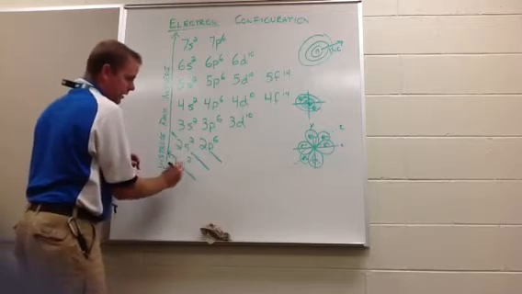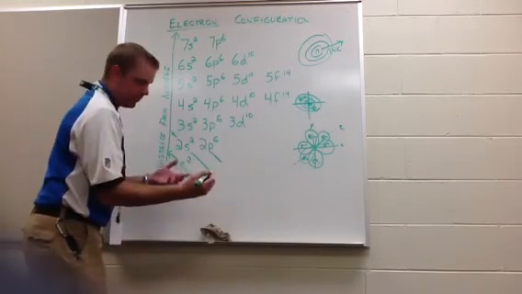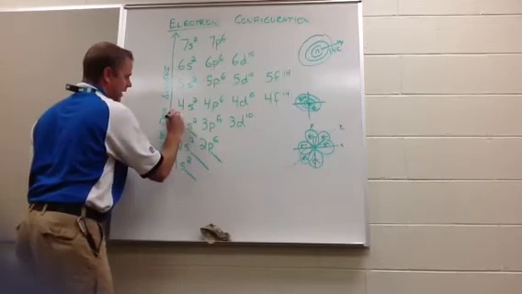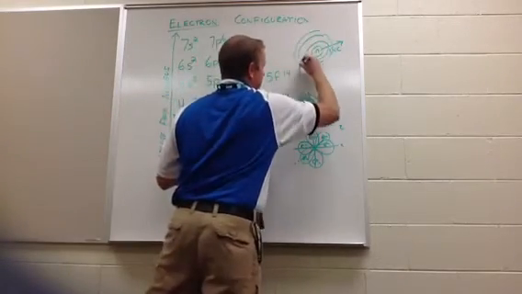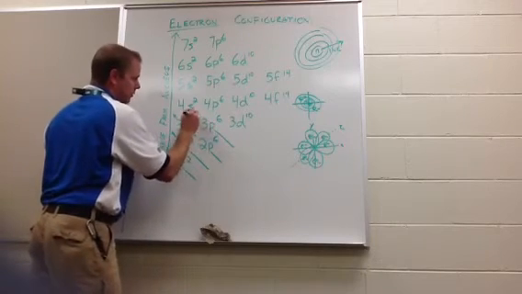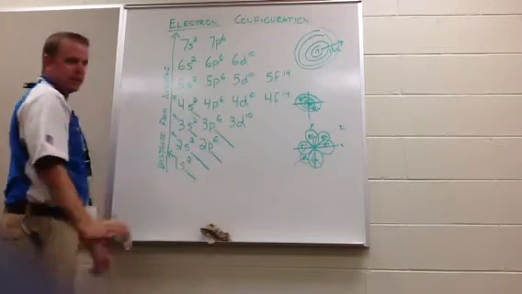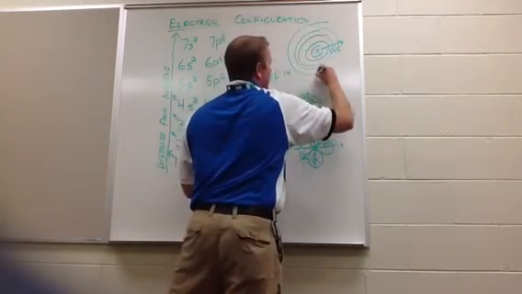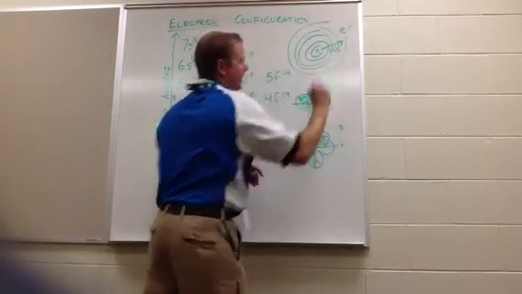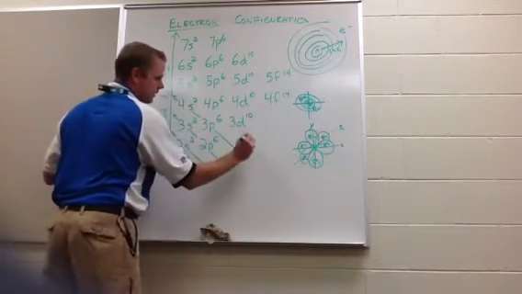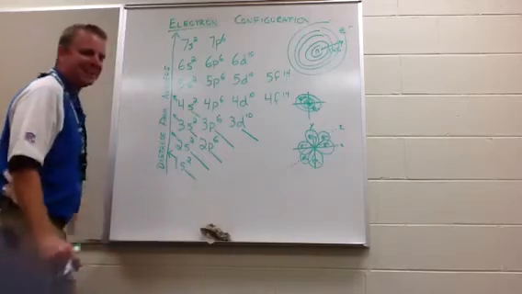2p6. So far, 1, then 2. It kind of makes sense, right? S, then P. 3s means it's at the third level outside the nucleus. So far, so good. 3, 4. And here's your kicker. 4s2 would be found at the 4th energy level. So maybe it's that electron right there. But if you ching back here, you get 3d10.